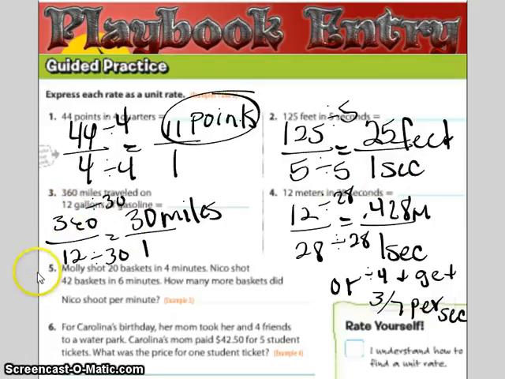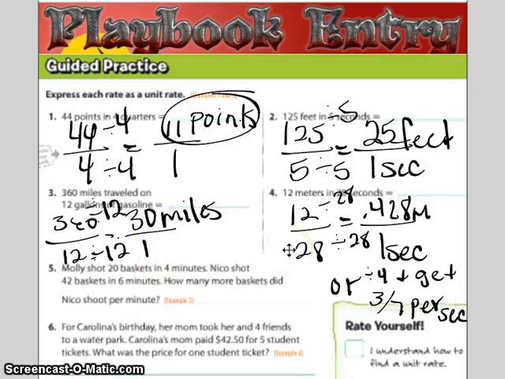Number 3, you have 360 miles traveled in 12 gallons of gasoline. How far in 1 gallon of gas? You divide, I put divide by 30, you are actually dividing by 12. And you are going to get, in 1 gallon of gas, you go 30 miles.